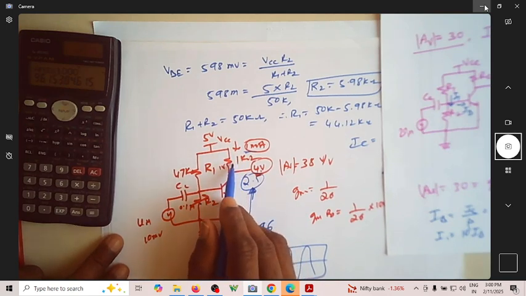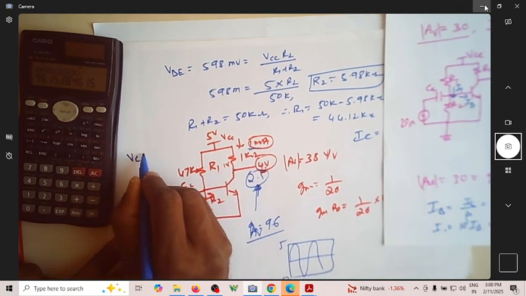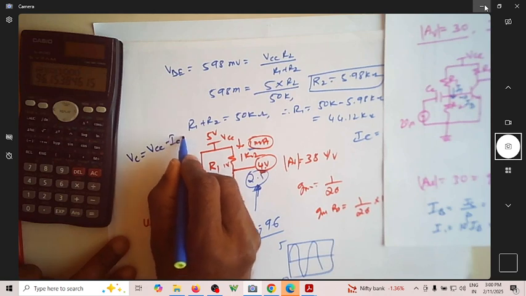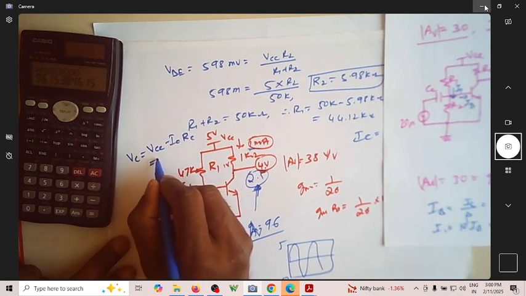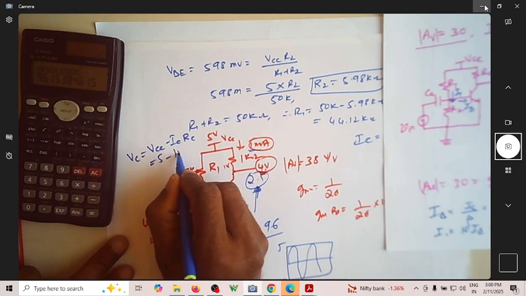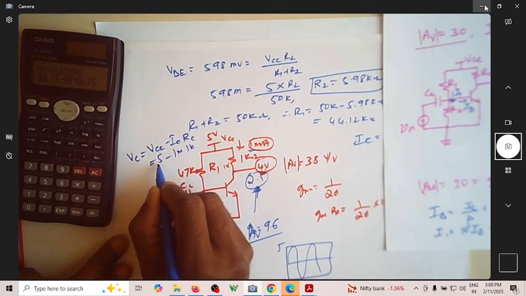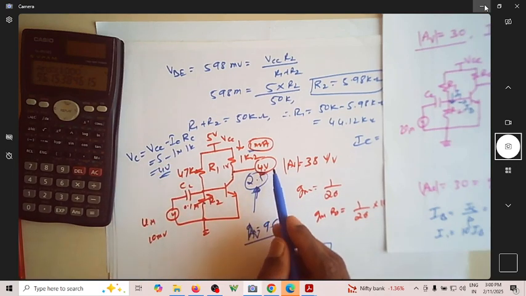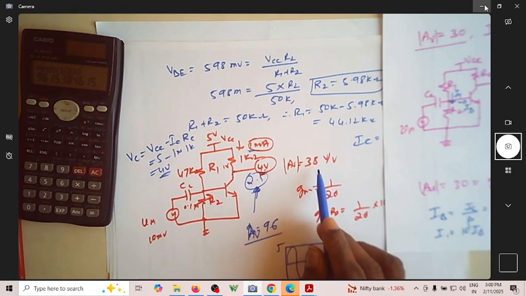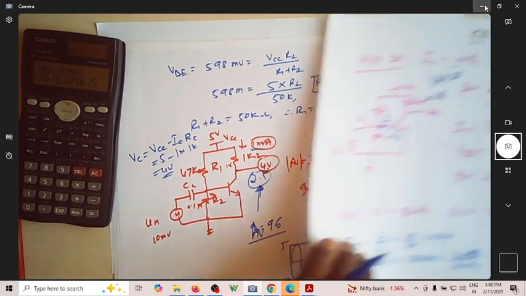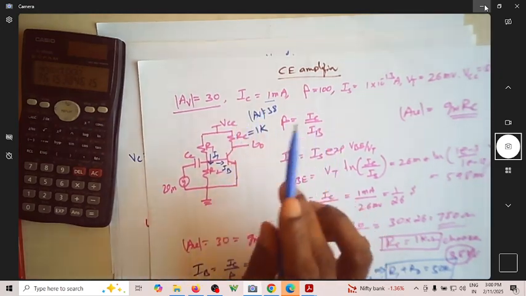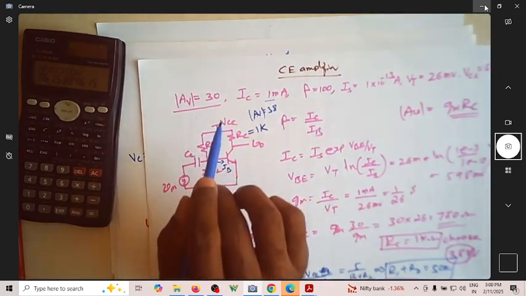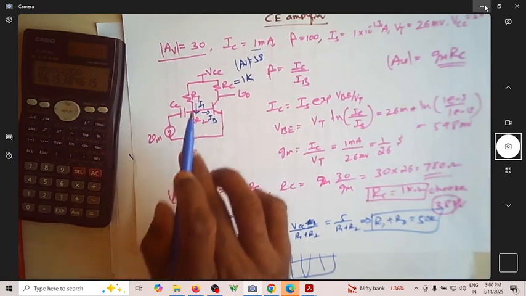So for this to be 1 milliampere, what is VC? VC is equal to VCC minus IC RC. So this is 5 volt minus 1 milliampere into 1K. Can you see this becomes 4 volt? This is how it is becoming 4 volts. So make this 4 volts so that you'll get a gain of 38. So that you can design an amplifier for a desired gain of 30.